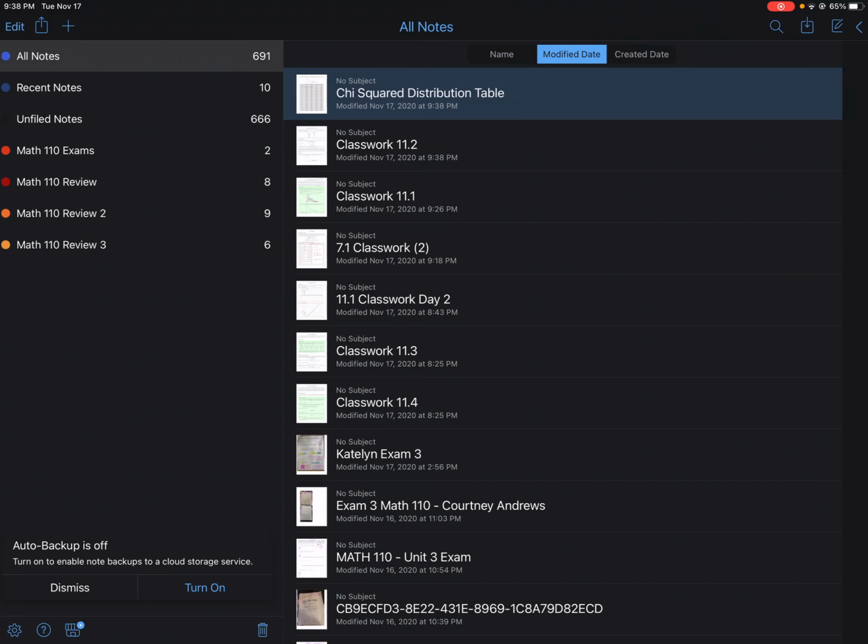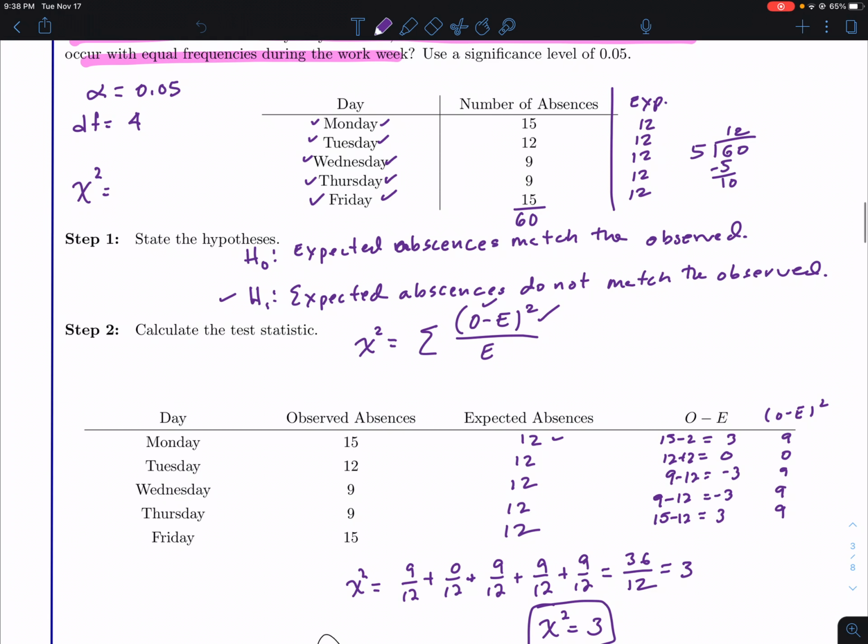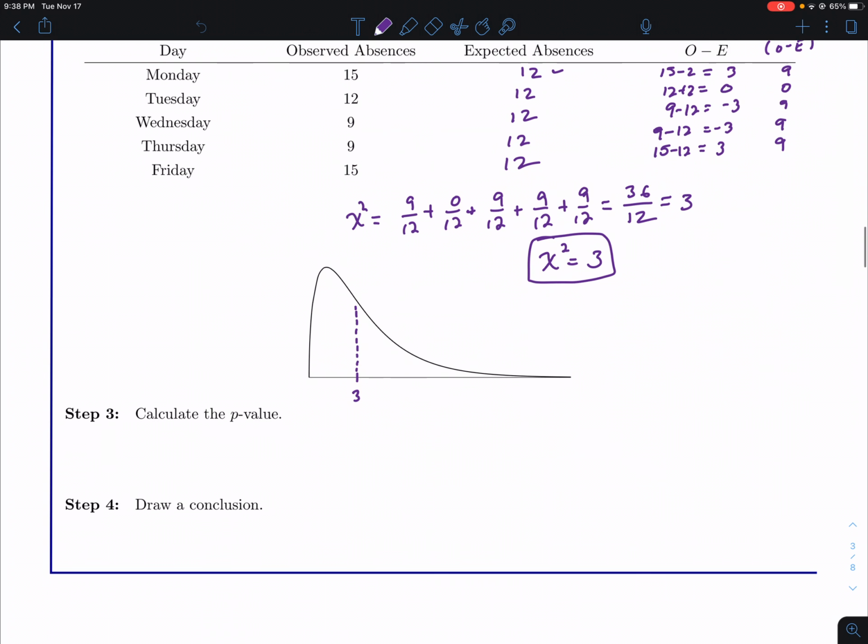So what that means is, when we go back to our little packet here and we shade in, I'm going to shade in just this part here. So this is my alpha equals 0.05, and this was 9.488. So remember again, this is my reject H naught, and everything over here is going to be my fail to reject H naught.